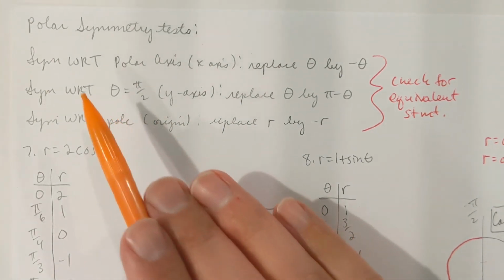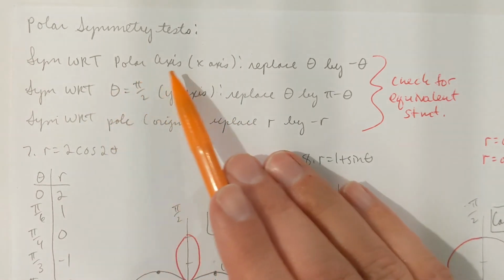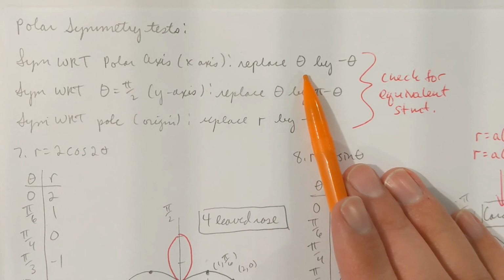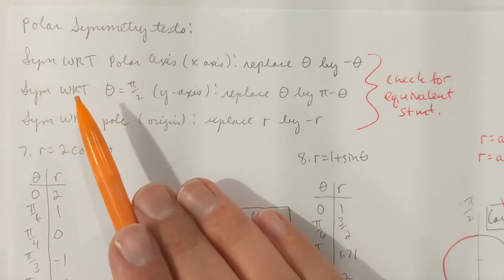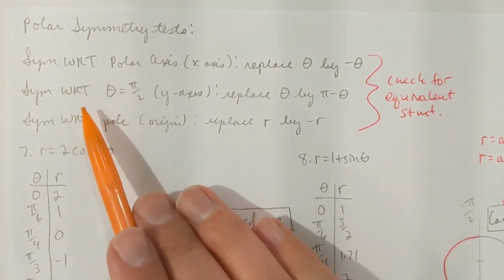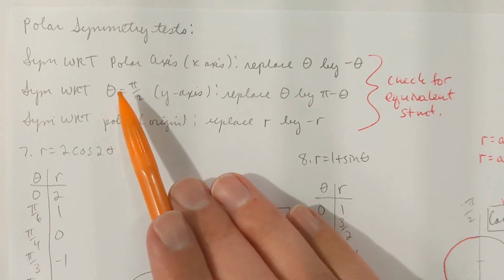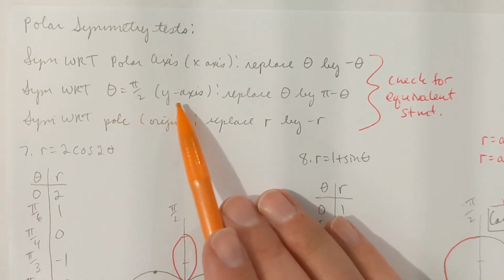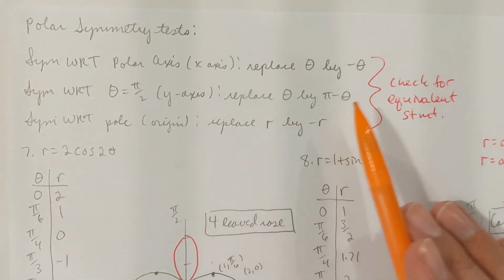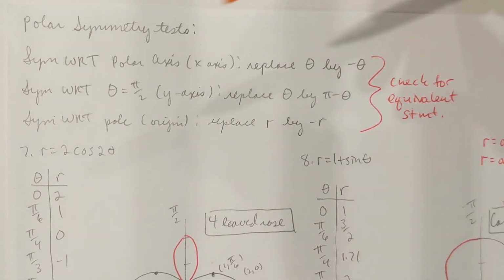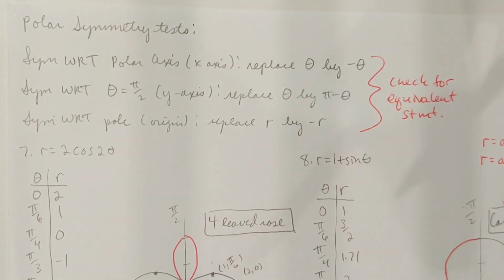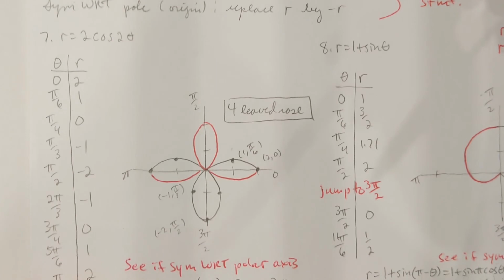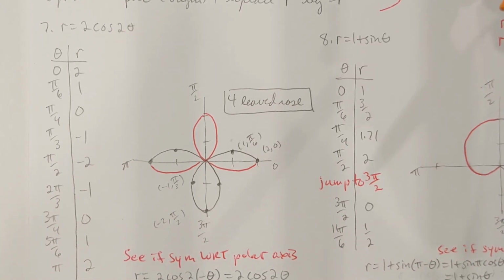Okay, so if you want to check if the graph is symmetric to the polar axis or the x-axis, you're going to replace theta by a negative theta and then check and see if you get the same equation. If you want to check if there's symmetry with respect to, is what WRT means, with respect to the vertical line theta equal pi over 2, or the y-axis, you're going to replace theta by pi minus theta and check if you get the same equation. And then if you want to check if there's any symmetry with respect to the pole, you're going to replace r by a negative r and check and see if you get the same equation. Okay, so we'll need to use that in several of these problems coming up here.